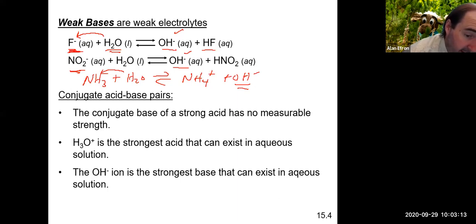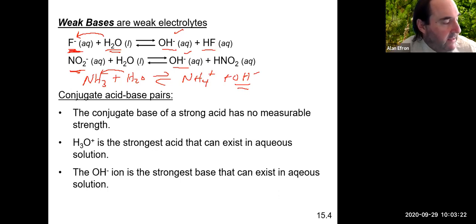Now, when we think about our acid and conjugate base pairs that we talked about when we talked about the Bronsted-Lowry definition, a reminder that the Bronsted-Lowry definition of an acid is a proton donor, so something that will give away an H plus, while a Bronsted-Lowry base is a proton acceptor, somebody that will accept an H plus. There is a relationship between the acid and its conjugate base, or the base and its conjugate acid, and it's really an opposite sort of relationship. So the conjugate base of a strong acid has no measurable strength.